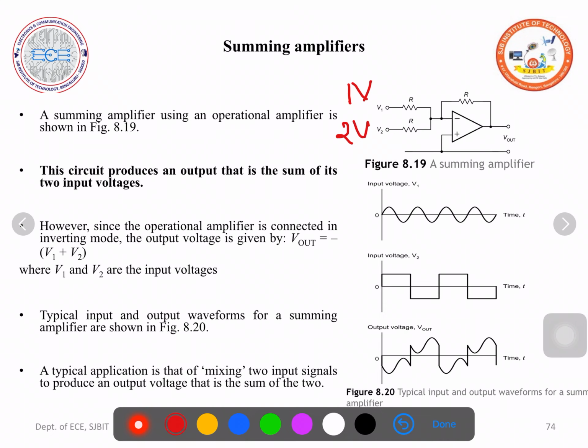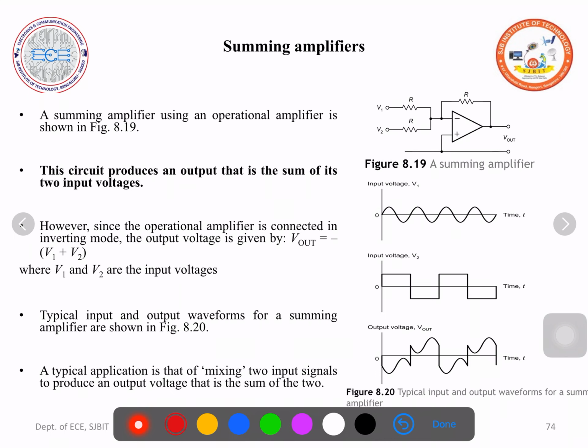Then what can we expect at the output? It adds these 2 volts and 1 volt, so we expect 3 volts. But remember, this input is applied to the inverting input terminal. So the output voltage will be minus 3 volts. This minus is because the input voltage is applied to the inverting terminal.